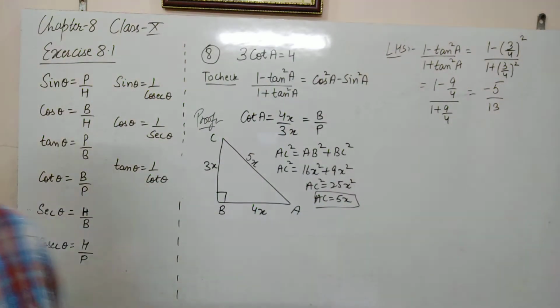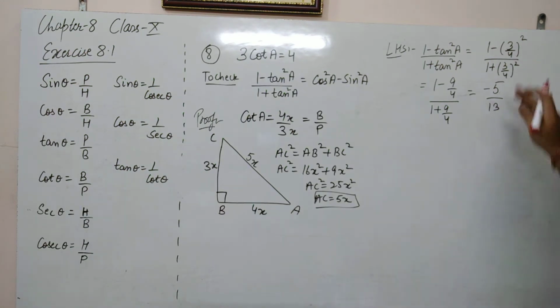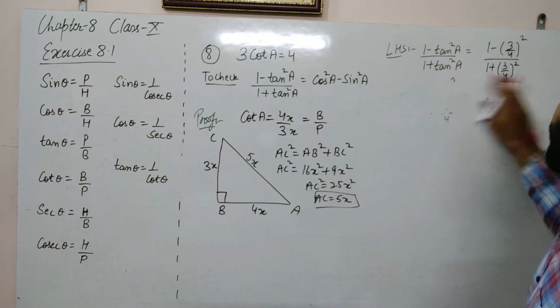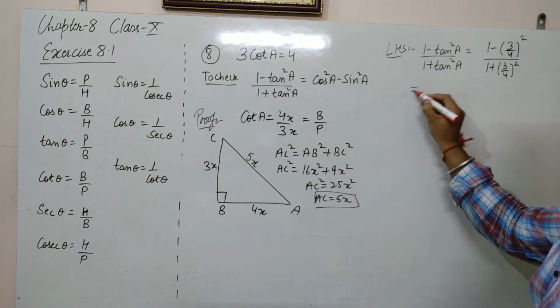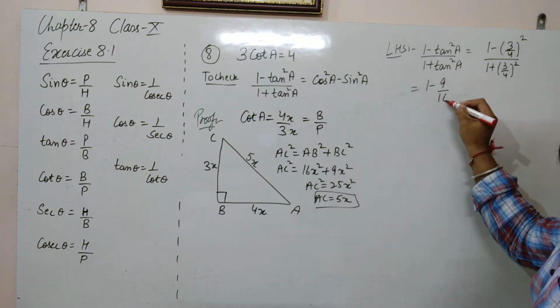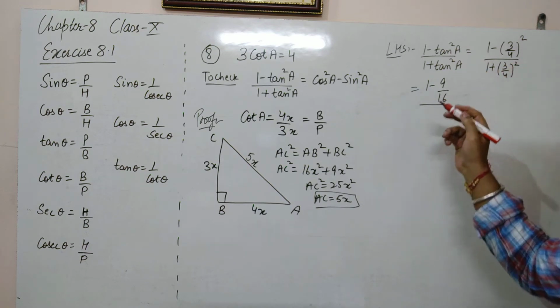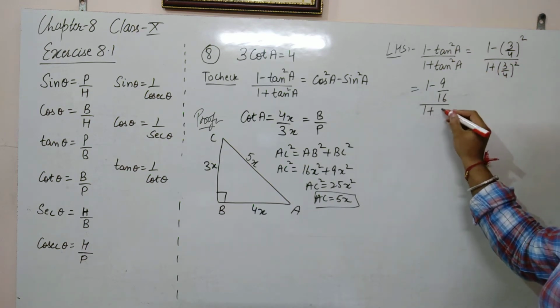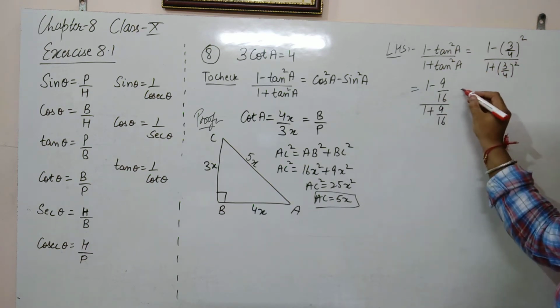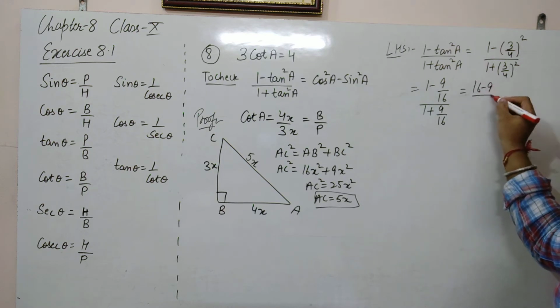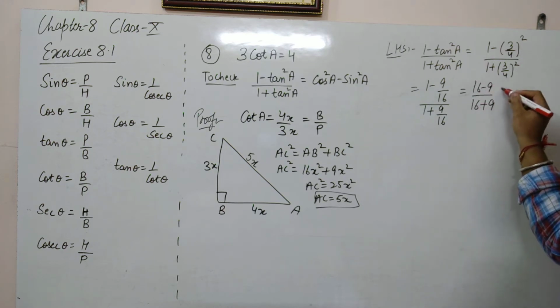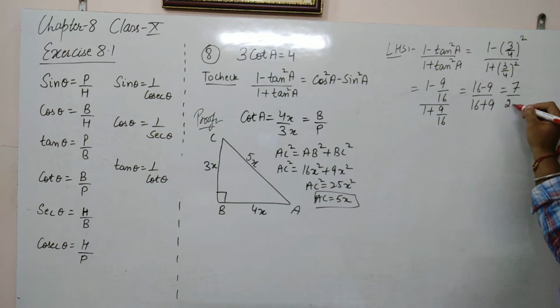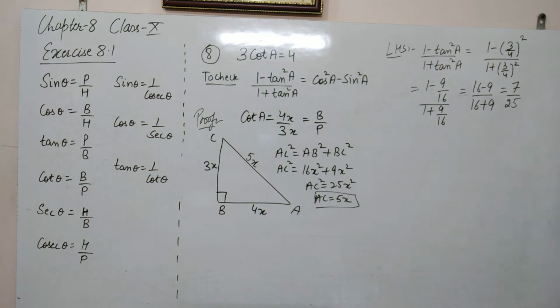Sorry, there is a calculation mistake here. This will be 1 minus 9 by 16, since (3 by 4) square is 9 by 16, and this will be 1 plus 9 by 16. So this will be 16 minus 9 upon 16 plus 9, that is 7 by 25. So this is the LHS part.